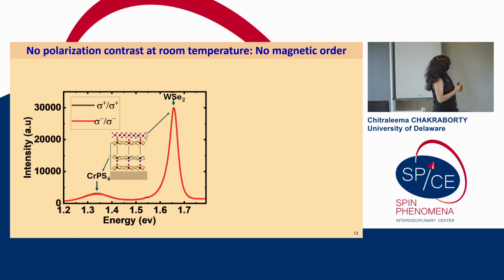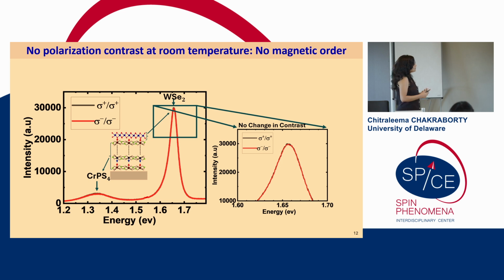So we take a PL spectrum just at room temperature of this heterostructure. You basically have optical emission. Like I said, both materials are optically active. This is the peak from the bulk CrPS4 near the redder region, and this is the peak from the tungsten diselenide exciton at room temperature. You can see that we measured the copolarized emission from the sigma plus and sigma minus light emitted from the heterostructure. We don't really see any change in contrast, which aligns with the fact that there is no real magnetic order. It's at room temperature, and the critical temperature is below 37 Kelvin for the CrPS4 bulk.